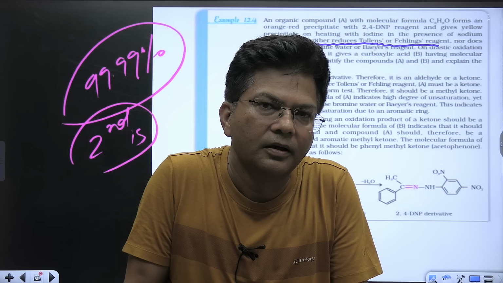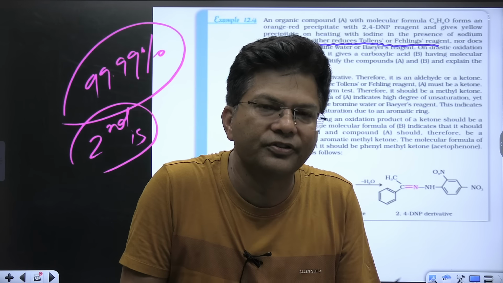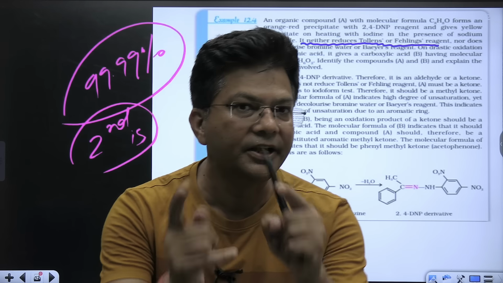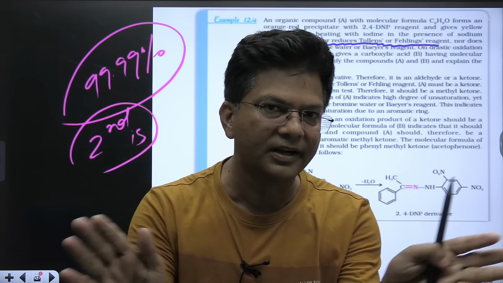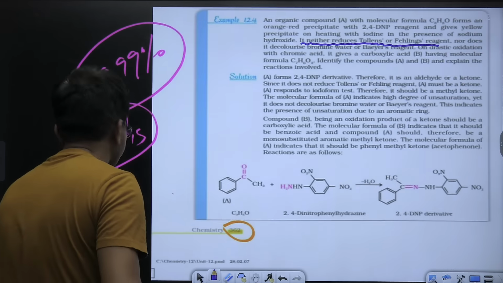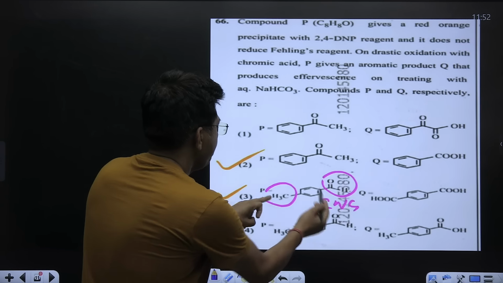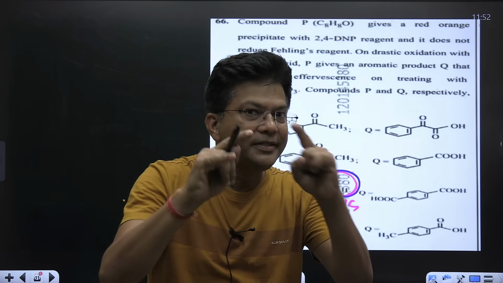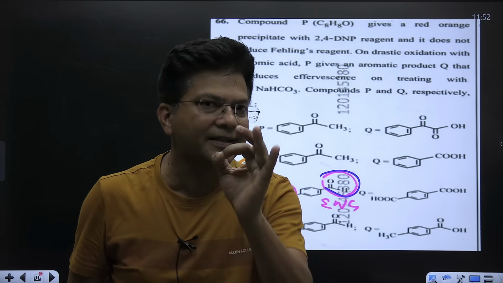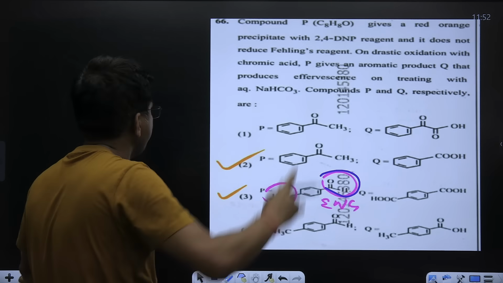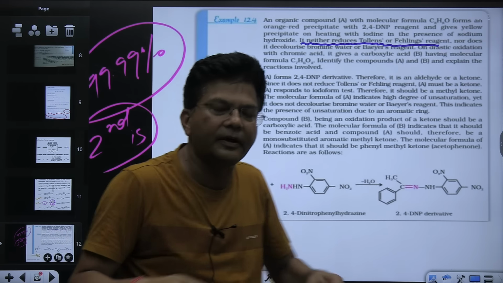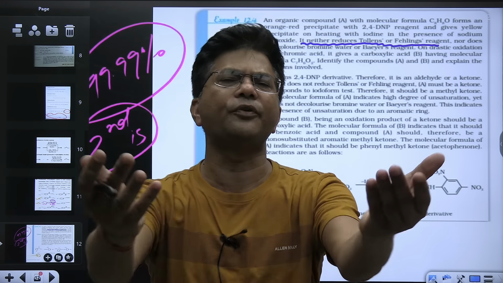Then what would happen? If you would have used it neither reduces Tollens nor Fehling's reagent, then benzaldehyde reduces Tollens reagent, so the second option, benzaldehyde, would be cut, because benzaldehyde reacts with the Tollens reagent. So in the NCERT, for making that safety, see the smartness of NCERT, I would like to say NCERT is 100% correct.